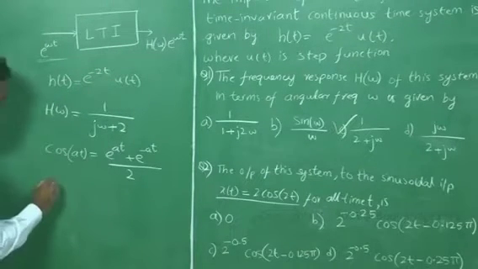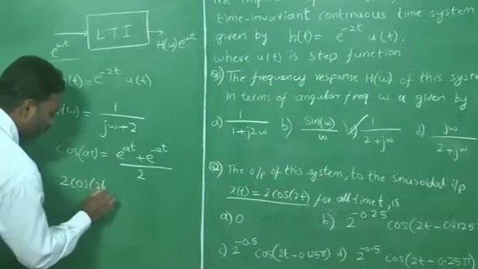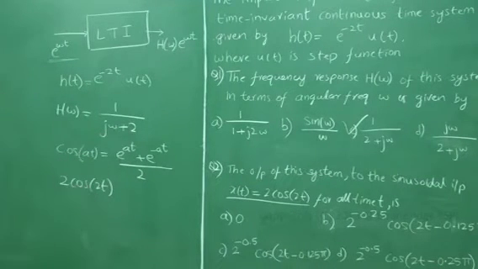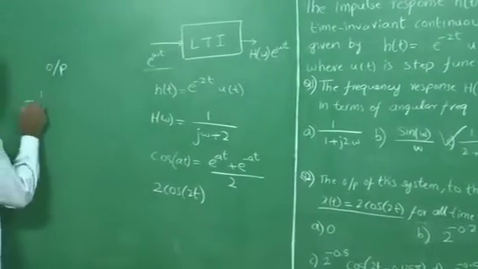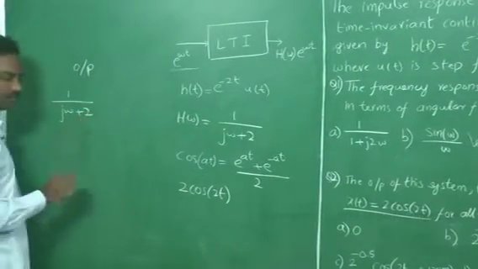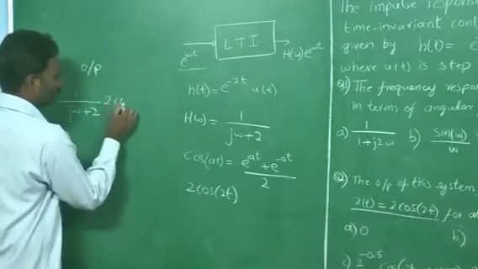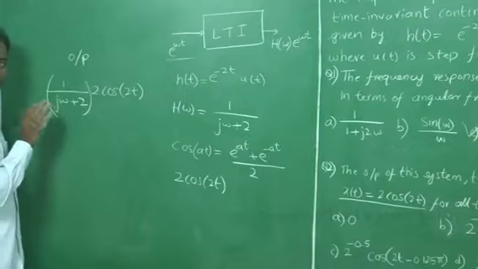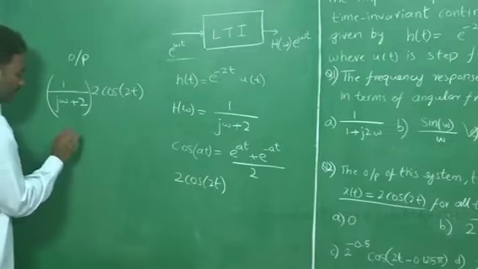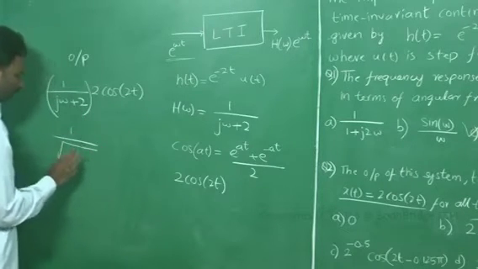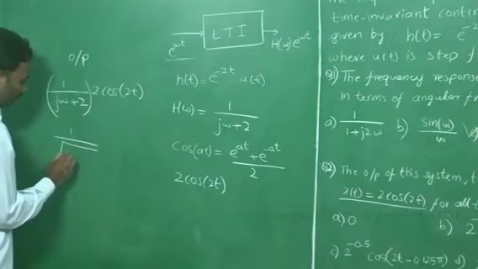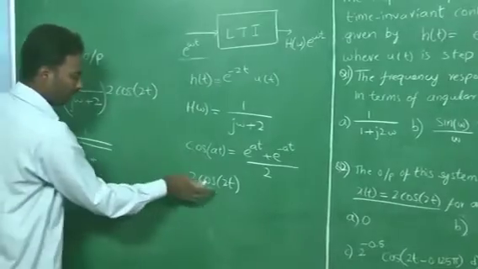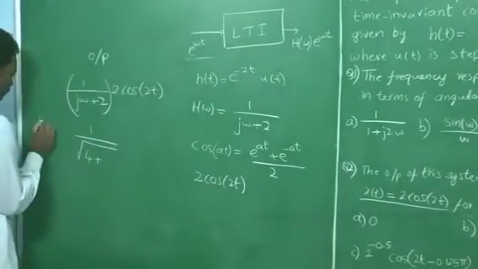The given input is 2 into cos 2t, and the transfer function is this one. So the output we can write as this transfer function 1 by j omega plus 2 multiplied by this input, that is 2 into cos 2t. This we can represent in amplitude and angle. The amplitude will be 1 by root of 2 square, which is 4, plus, here we have to substitute omega as 2, because the frequency of the given signal is 2, that is omega is equal to 2.